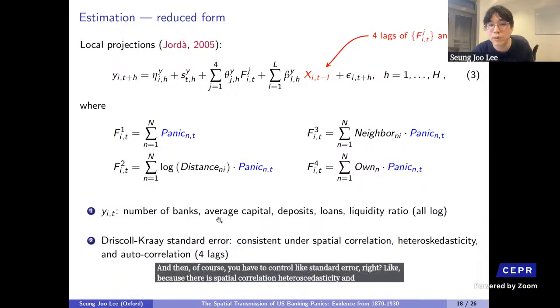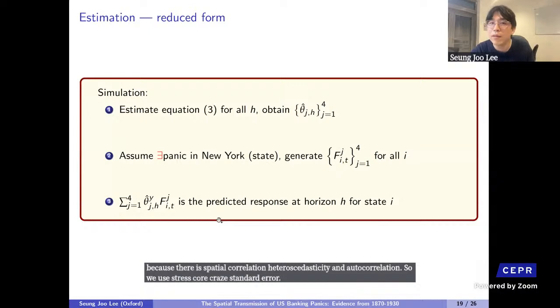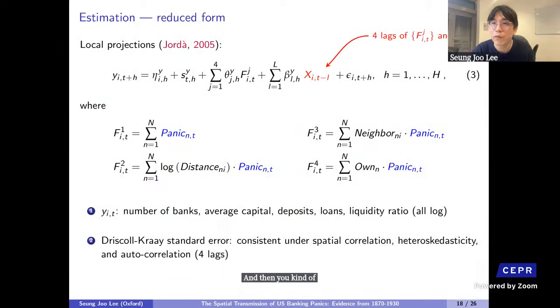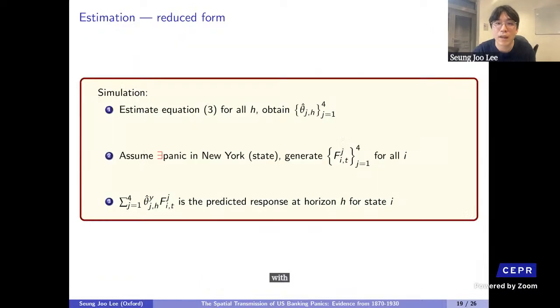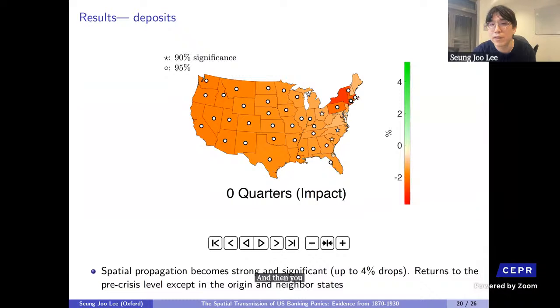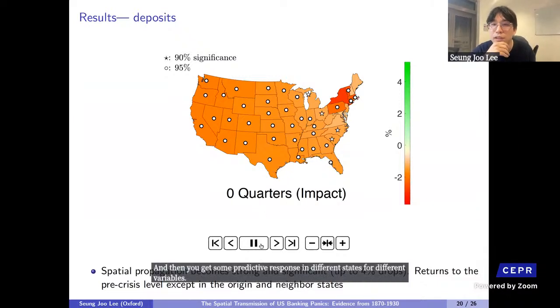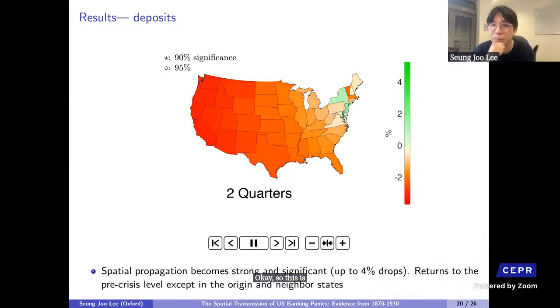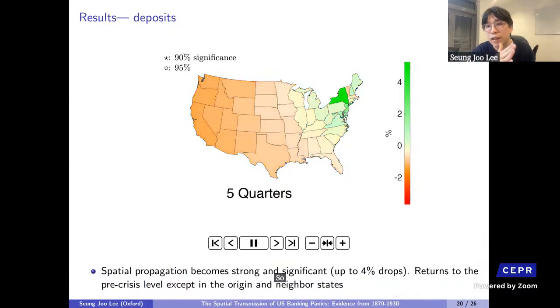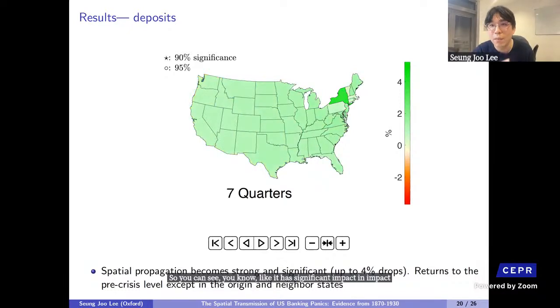So we use Driscoll-Kraay standard errors. Then you estimate this equation with all the digitized data, and we draw impulse responses using, like, some random panic in New York. Then you get some predicted response in different states for different variables, okay? So this is the data for deposits. You can see it has a significant impact in the first quarter, but it becomes insignificant after about two quarters.